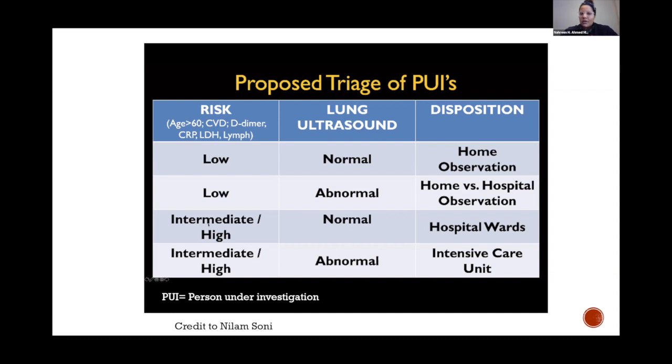Intermediate to high risk patients with normal lung ultrasound, we still think about admitting those patients, because those patients are where we see the biggest decompensation and deterioration, where they come in on room air. These are patients that we're seeing with hypertension, with diabetes. Those are the two biggest risk factors.